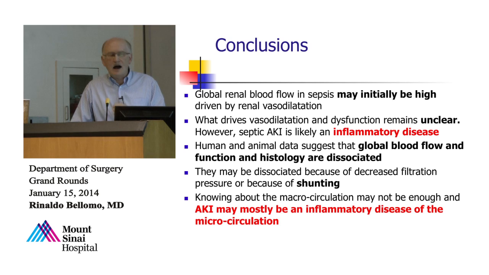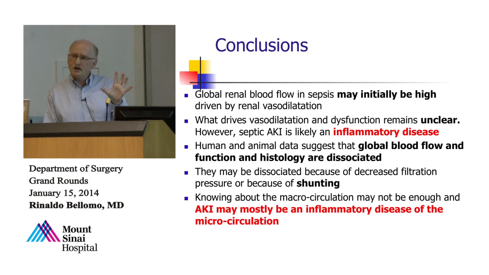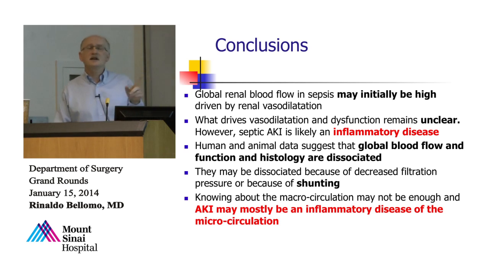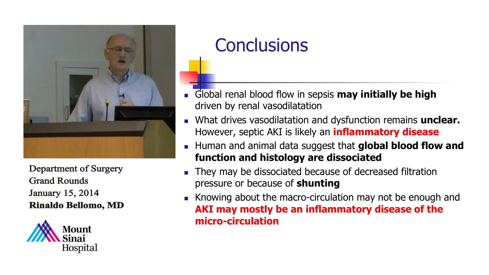may well be high, initially driven by vasodilatation. This is certainly what we see in large, awake animal models of gram-negative sepsis, and this is what the evidence available in human beings supports us to believe. What drives this vasodilatation and the dysfunction that is associated with it remains unclear. However, in septic acute kidney injury, there is much to suggest that inflammatory pathways are responsible for what we see.